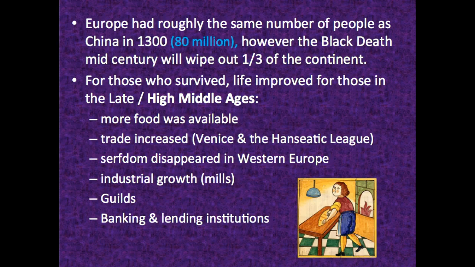So in the high Middle Ages, you have more food being available, you have trade increasing, serfdom begins to disappear. This is where you actually have serfs renting land, and you see the first evidence of rentals in Western Europe. You have industrial growth with the mills, you have the guild system, and then banking and lending institutions begin to spring up and become much more popular instead of the barter system that we saw back in the Dark Ages.